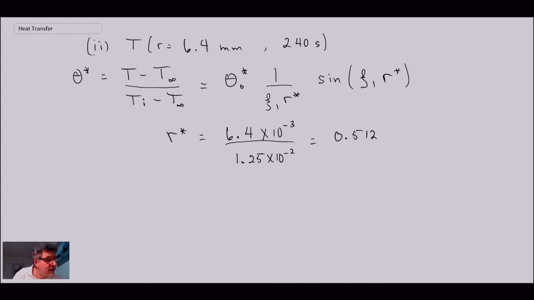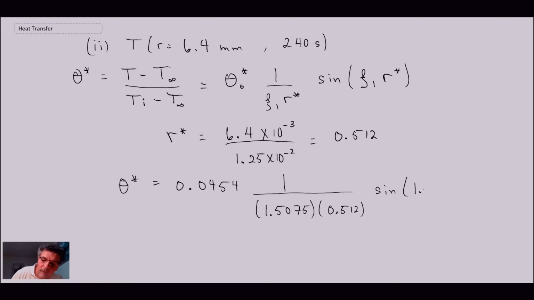With that, we can plug in the values because we have theta naught star, which we solved in the first part of the problem, and we know zeta 1 because we looked that up from the table knowing the Biot number. So now let's write out what theta star would be. It's at this point that if you're sleepwalking while you're doing this solution, you're going to make a mistake, and the reason is this needs to be in radians. So remember, when you do solutions to engineering problems, be awake. Don't sleepwalk your way through them.